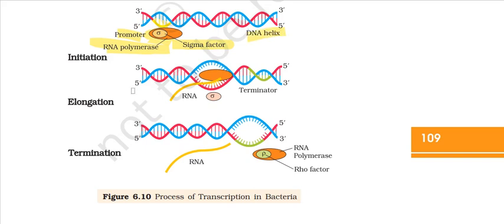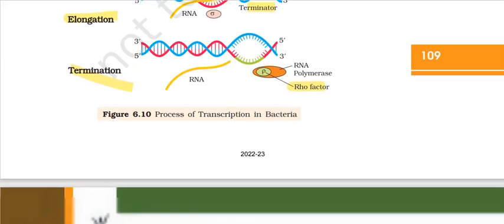Elongation again, you have this, ये आगे आगे बढ़ रहा है, and then you'll have a terminator region जहाँ पे termination होगा, fine. On termination के लिए you need a rho factor. Let's see what they're trying to write.